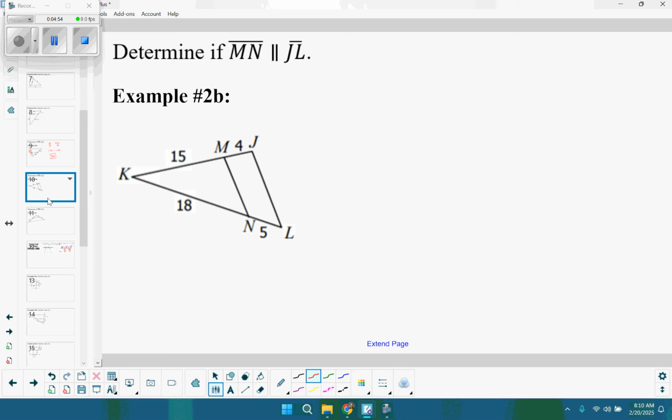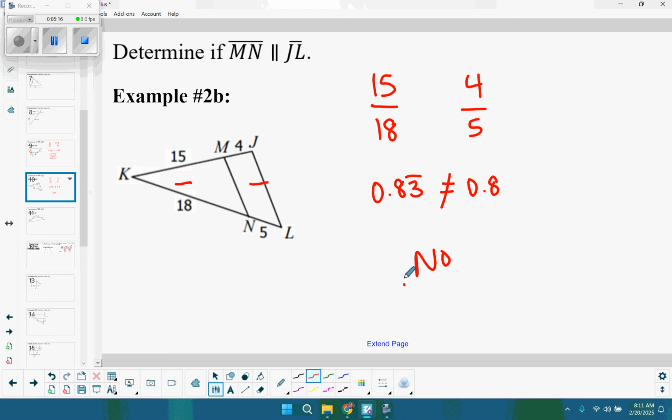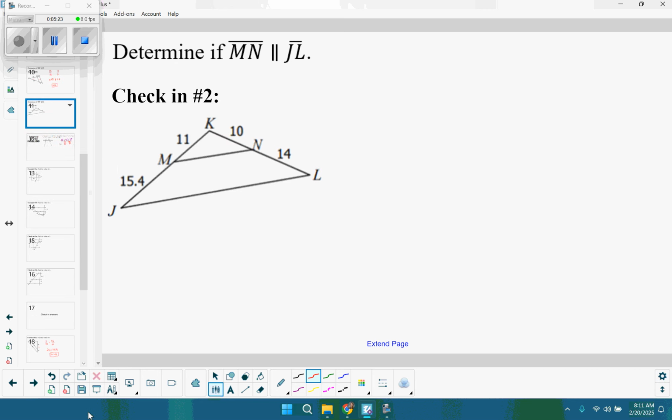Here's example 2b. So let's try it again. I'm going to take the 15 over the 18. I'm going to take the 4 over the 5. So 15 divided by 18 is 0.83 repeating. And 4 divided by 5 is just 0.8. So these are not equal. So no, the line is not parallel. Here's one for you to try. Pause. The answer is posted on Google Classroom.